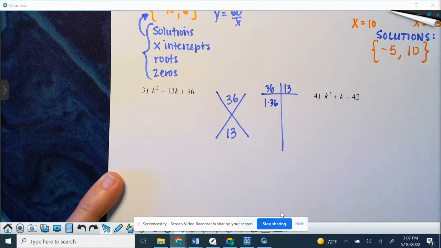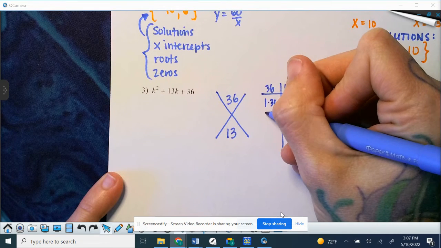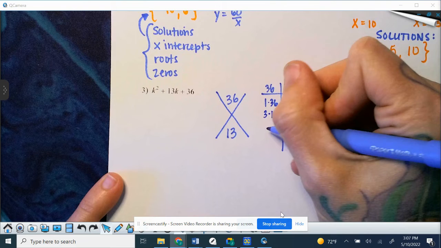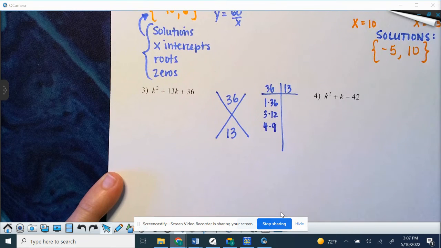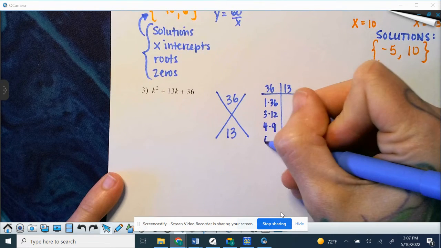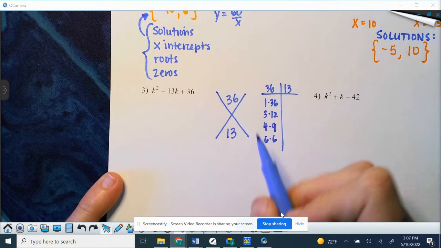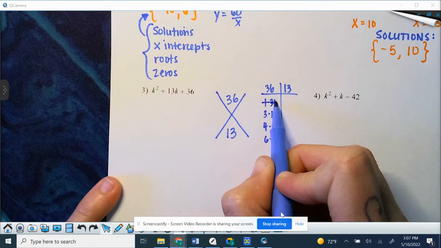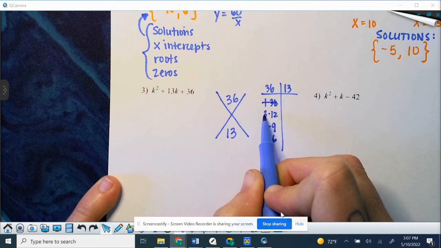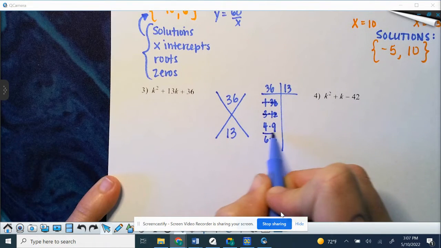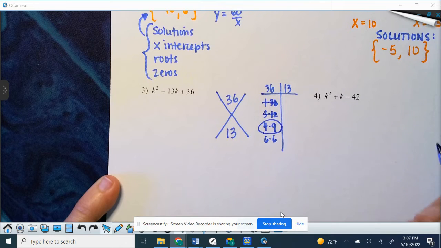So 1 and 36 for sure. 2, 3 and 12. Yep, I see 4 and 9. 5's no good. 6 and 6. 7, 8, and then 9 and 4 again. So hopefully you're starting to see 36 and 1 are never going to give me 13. 3 and 12 are going to give me 9 and 15. 4 and 9 look really good. So I'm going to put 4 and 9.